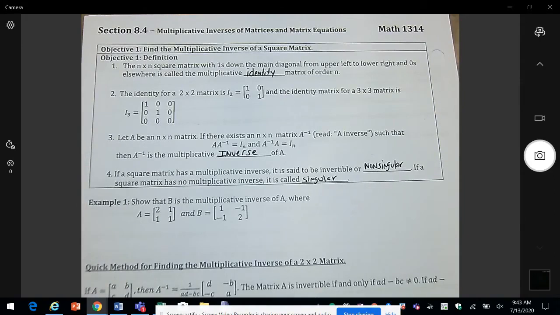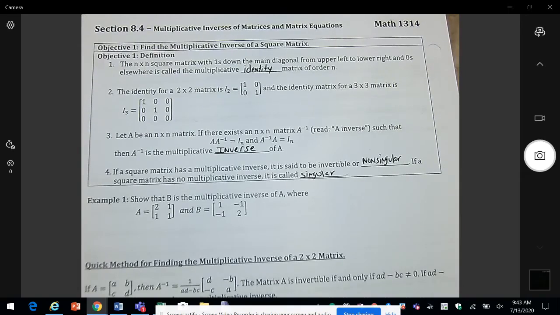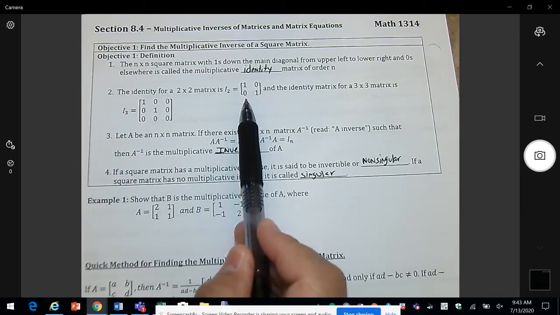Section 8.4, multiplicative inverses of matrices and matrix equations. The n by n square matrix with ones down the main diagonal from upper left to lower right and zeros elsewhere is called the multiplicative identity matrix of order n. These are examples of these identities.